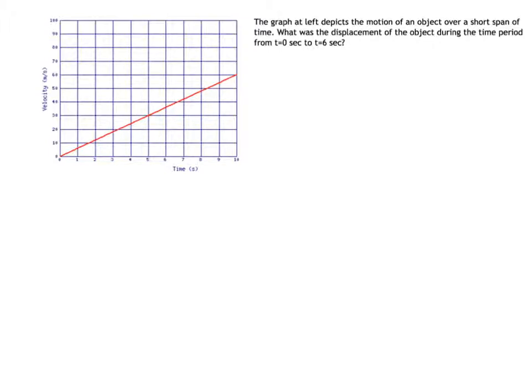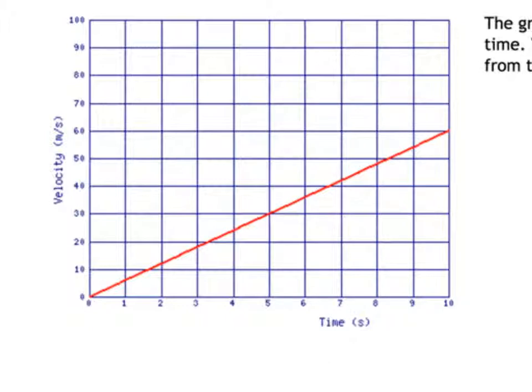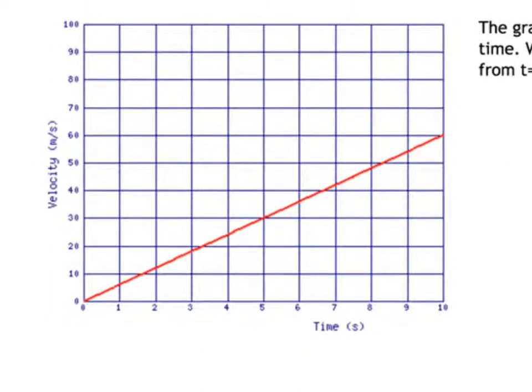Example 2, read the question first. So we need to know that on a velocity versus time graph, the area under a graph gives us the displacement. Notice also that we're looking for the displacement only from 0 to 6 seconds. So we're looking for the area of this triangle.